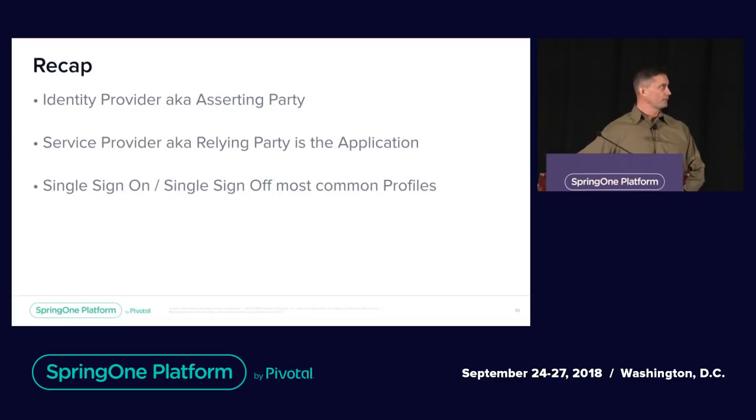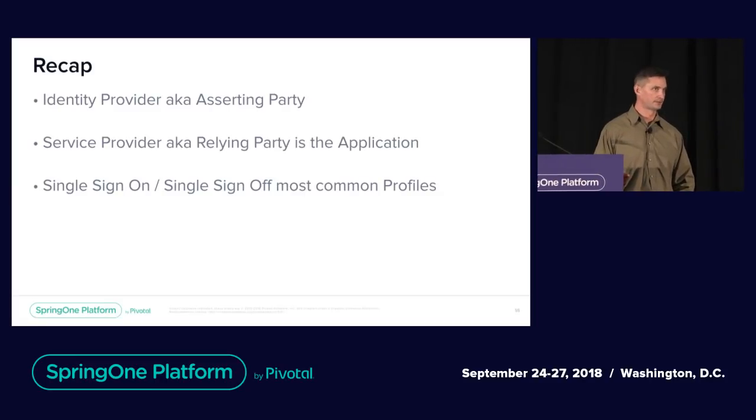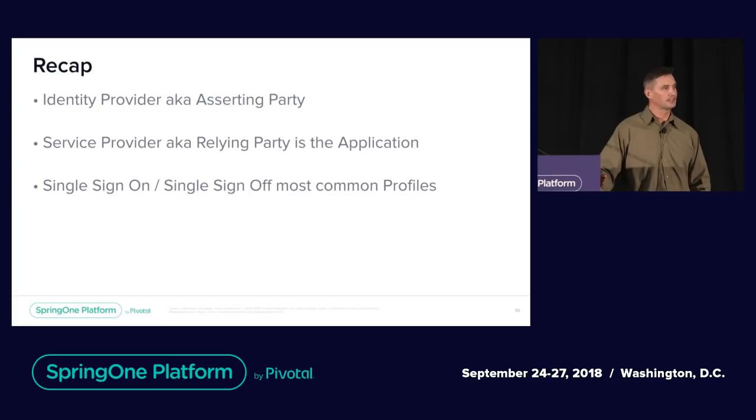What do we want you to walk away with? An identity provider simply tells somebody else who you are. It's an asserting party. A service provider will be your application. If you need to integrate, you write a Spring Boot application that integrates with SAML. That application becomes a service provider, or a relying party.